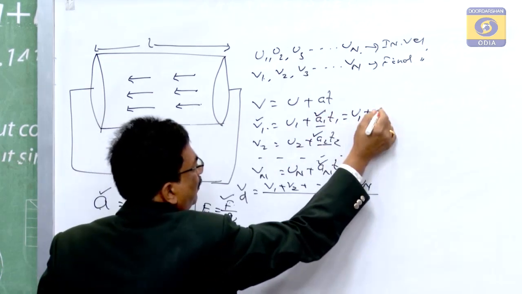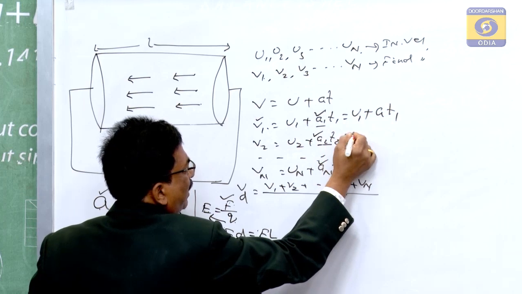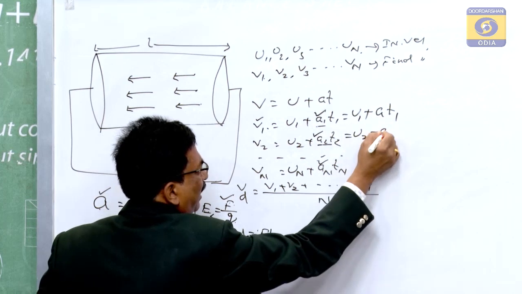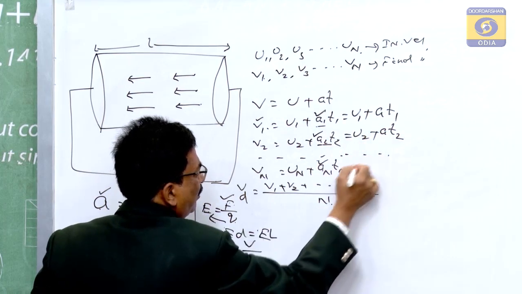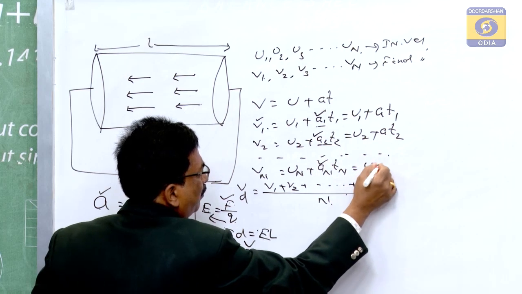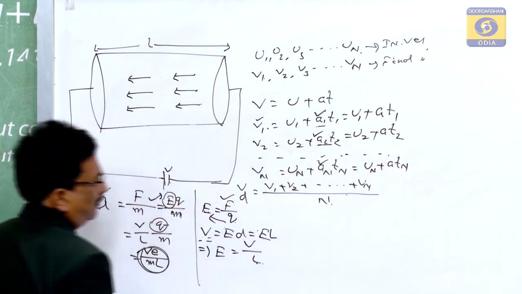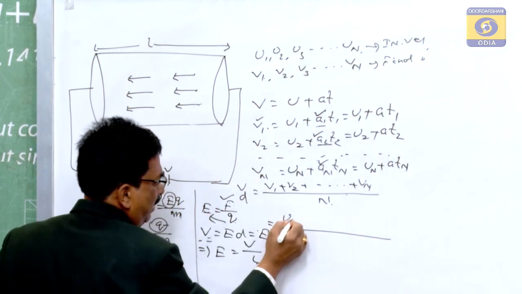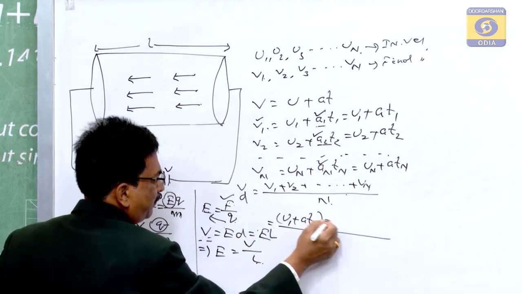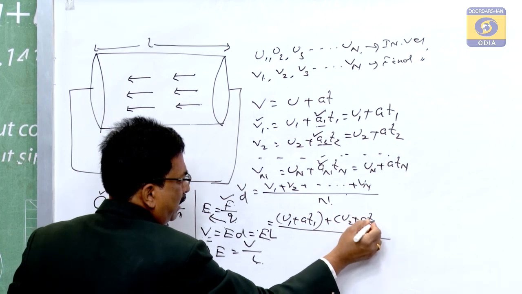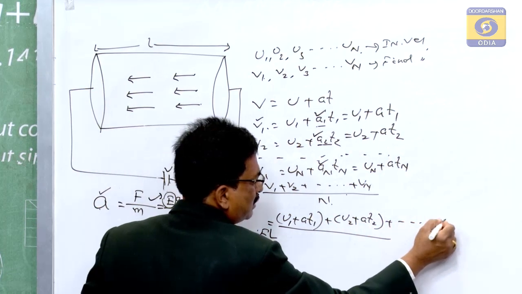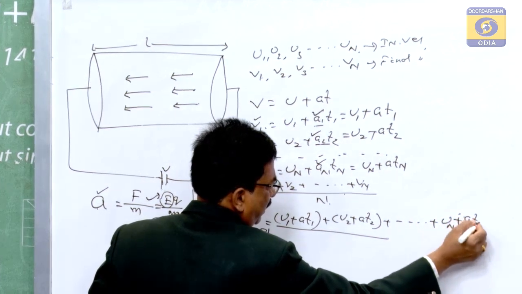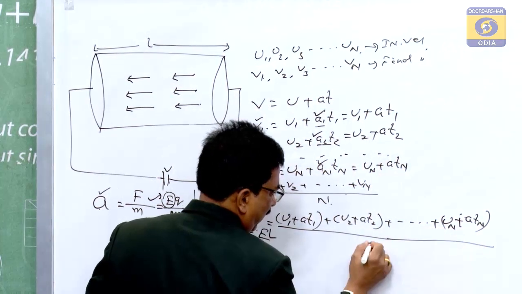Therefore, if A1 is A, then V1 is equal to U1 plus A T1. A2 is also equal to A1, the same as A, so V2 is equal to U2 plus A T2. Likewise, VN is equal to UN plus A TN. If we put these values here, the average velocity is V1 plus V2 up to VN, that is U1 plus A T1, plus U2 plus A T2, plus and so on, plus UN plus A TN, divided by N.